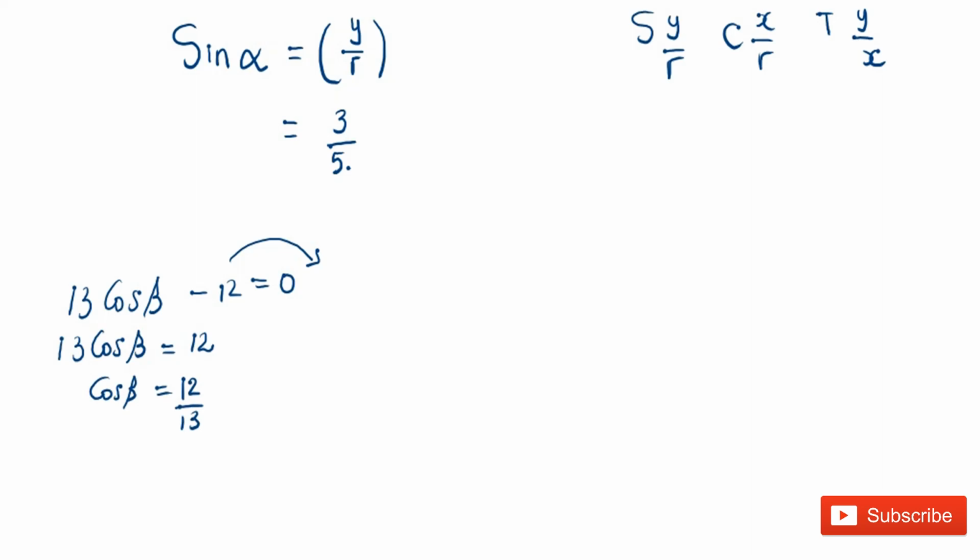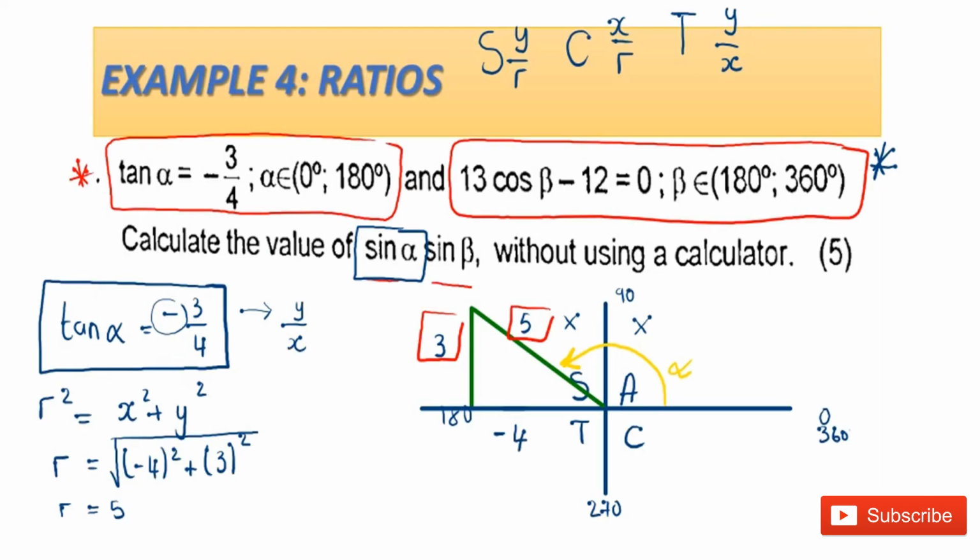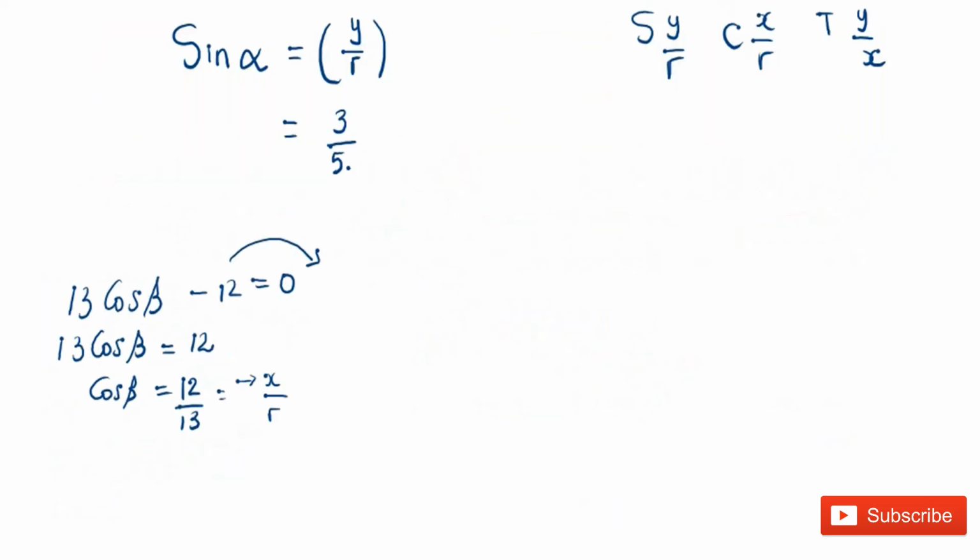Okay? So what do we know? Cos of an angle is equal to x over r, right? So the 12 is the x and the r is the 13. However, we were given information about which quadrant we'll be working in, right? So we're working in the quadrant from 180 degrees to 360, right?